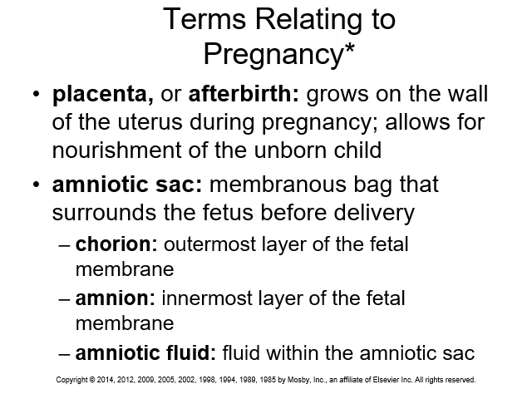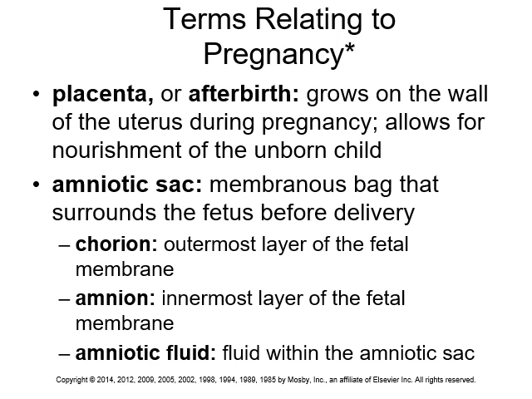The placenta or the afterbirth, that is what grows on the wall of the uterus during the pregnancy. It's like a sac of fluid and different nutrients. It allows for the nourishment of the unborn child, and it comes directly from the mother's blood.